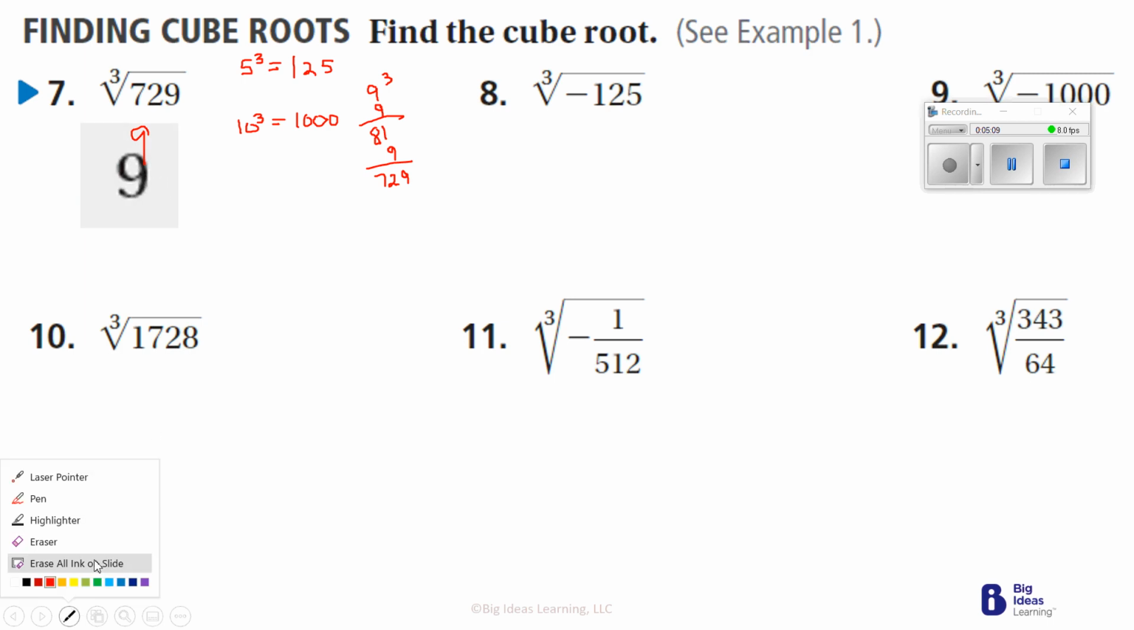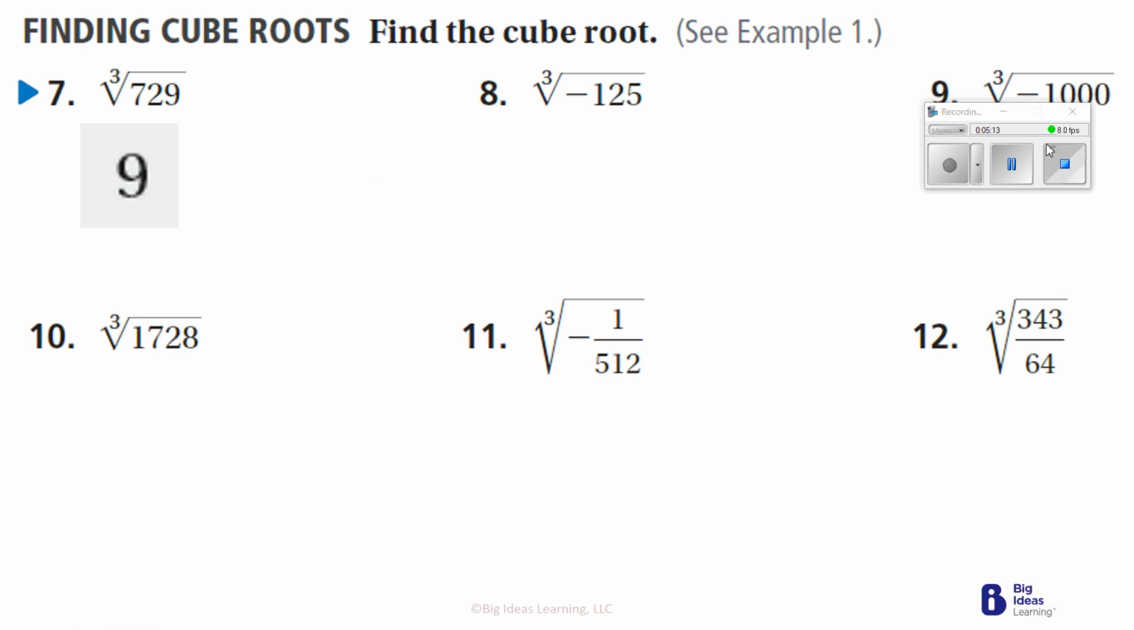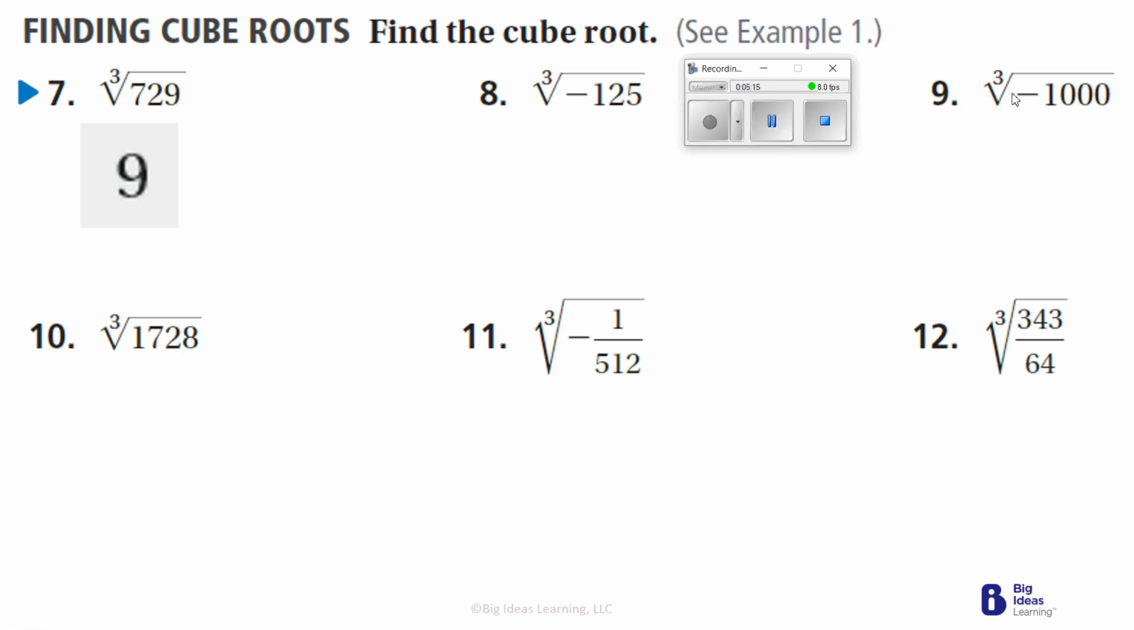Okay, let's go to the next one. Next we have number 9, and it says the cube root of negative 1,000. This is really easy because I know that if I'm cubing it, I need a negative number to get that number, because remember, a negative times a negative is a positive, and then times a negative is a negative. So this is going to be negative 10, because negative 10 times negative 10 is positive 100, and then times negative 10 would make a negative 1,000. So I'm betting this is negative 10. There we are.